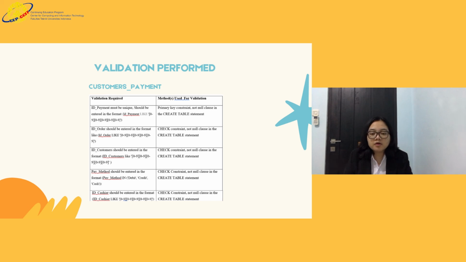Four: validation required, pay method should be entered in the format of pay method: debit, credit, or cash. The method used for validation is the check constraint, not null clause in the create table statement. Five: validation required, ID cashier should be in the format of ID cashier, like 0 until 9 for each digit. The method used for validation is the check constraint, not null clause in the create table statement.